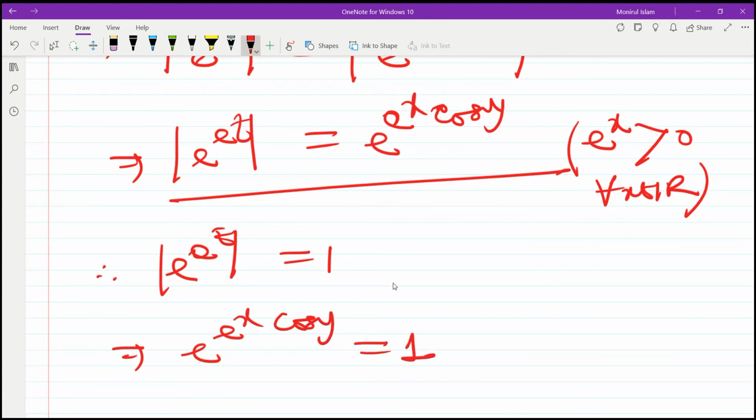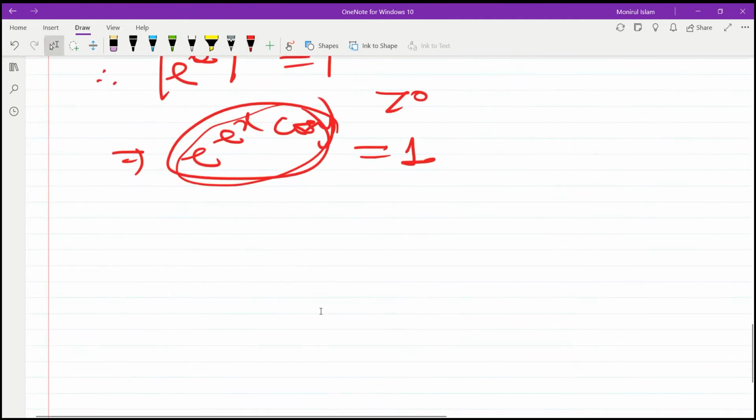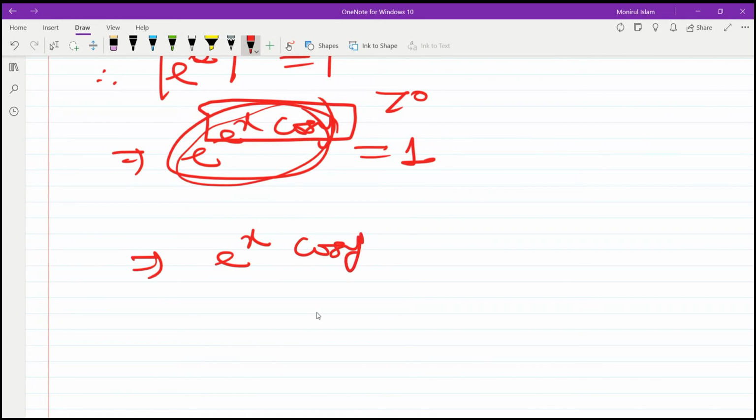Now e power is an extremely positive real number. It's always greater than 0. E power x is exponential, so it's always greater than 0. It is 1 only when the power is 0. So you can say x cos y, this will be 0.